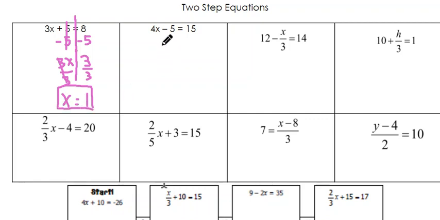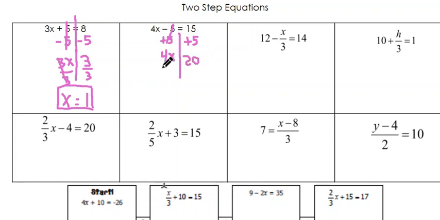All right, here's another two-step. I have 4x minus 5, so that means I'm going to get rid of this minus 5 first. I'm going to do a plus 5 to get rid of that to leave me with just 4x. I'm trying to get x alone. That's my whole goal when I'm solving equations, is getting that variable alone. 15 plus 5 gives me 20.